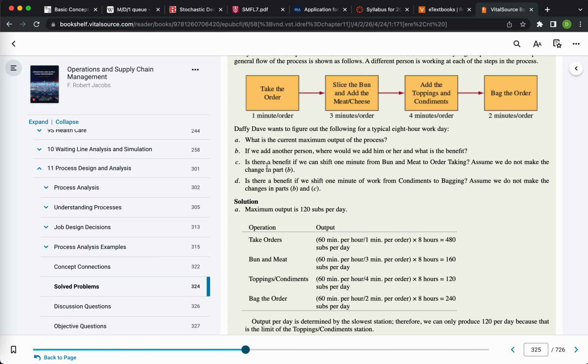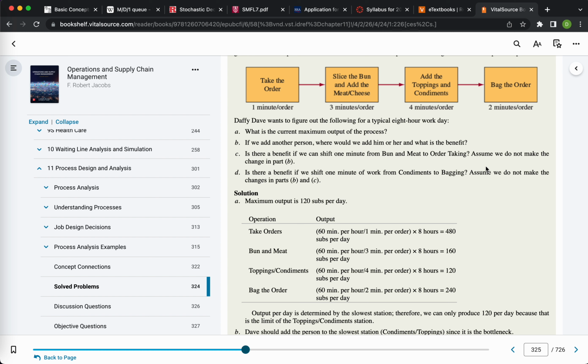So, is there a benefit if we shift 1 minute of work from condiments to, say, bagging? So, if I shift 1 minute of work from condiment to bagging, will it help? So now condiments will be 3 minutes, but bagging will also be 3 minutes. Will that have an effect on the process?